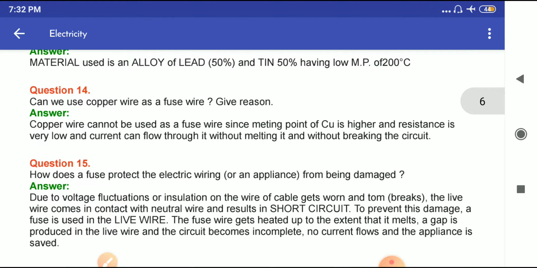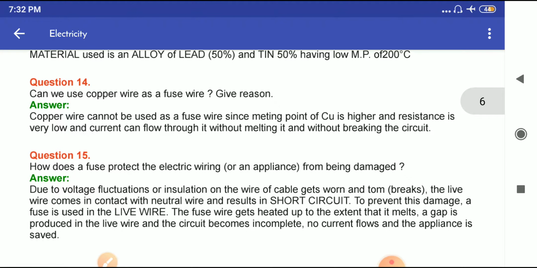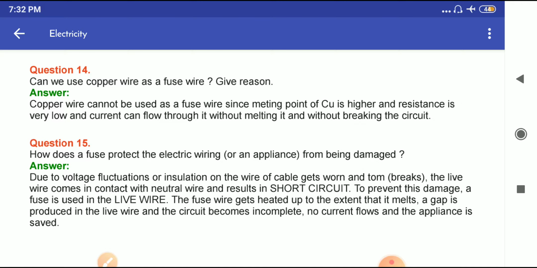Question number 14, can we use copper wire as a fuse wire? Give reason. Copper wire cannot be used as a fuse wire since melting point of copper is higher and its resistance is very low and current can flow through it without melting it and without breaking the circuit.